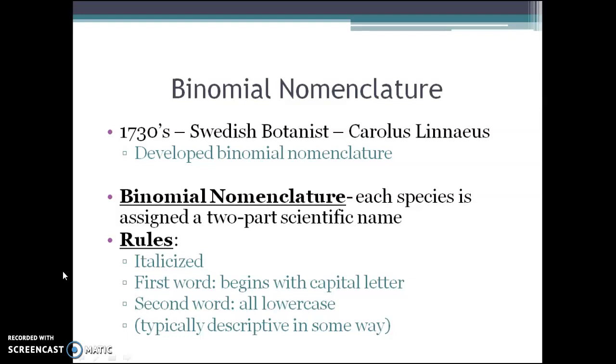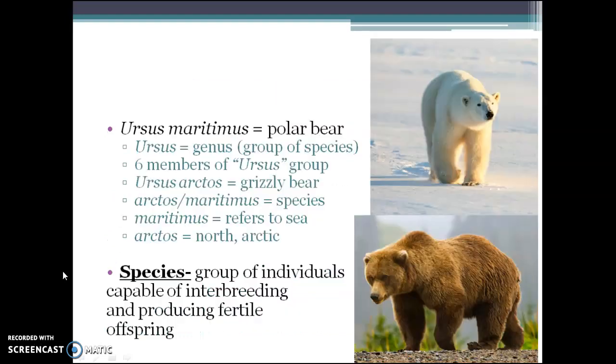The first word begins with a capital letter, just like you would write your name typically on an assignment or on a document. So in the case of human beings, Homo, capital H-O-M-O. And then the second word is all lowercase, and typically this is descriptive in some way. It can be a physical description. Some organisms are named based on where they are living, or where they were first discovered, or maybe even who discovered them. So let's take a look at some of that.